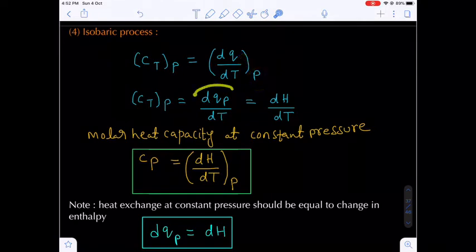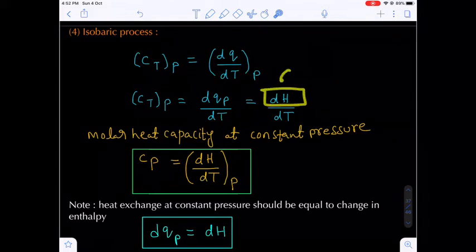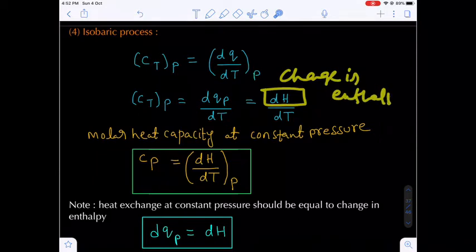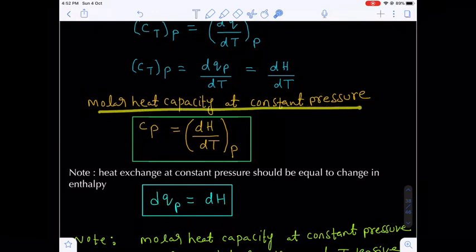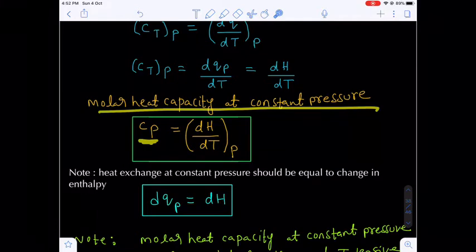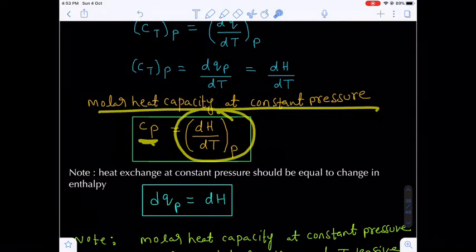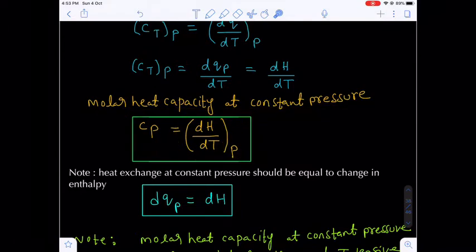So that's why dqp, which is nothing but the change in the heat content at constant pressure, is nothing but change in enthalpy. This is very, very, very important. The molar heat capacity at constant pressure is Cp. Molar heat capacity at constant volume is Cv. Molar heat capacity at constant pressure Cp is equal to change in enthalpy with respect to temperature, keeping the pressure constant. Are you getting my point?